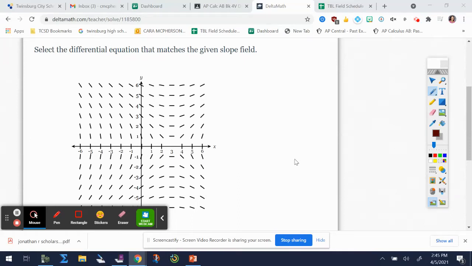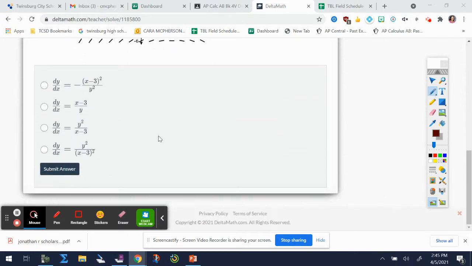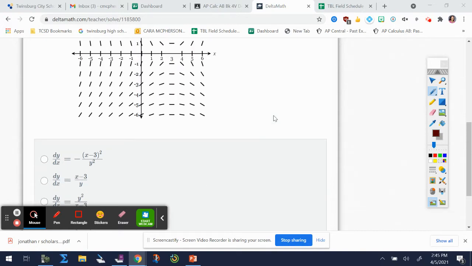So the other type of slope field question that you're going to see on Delta Math are going to be a multiple choice based question, which I really like because they are very similar to what you're going to see on an AP test. So they'll give you a slope field, and then they'll give you four options for the differential equation. And your job is to figure out which equation matches the given picture. So let me just give you some tips to help with these.